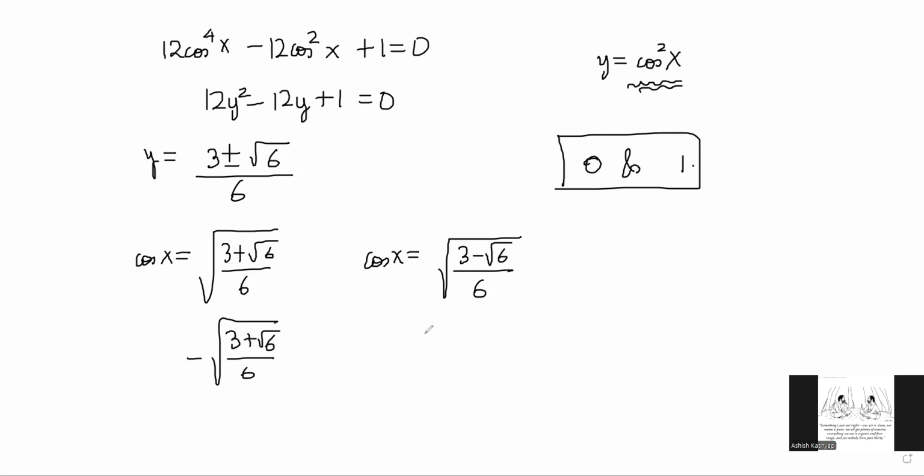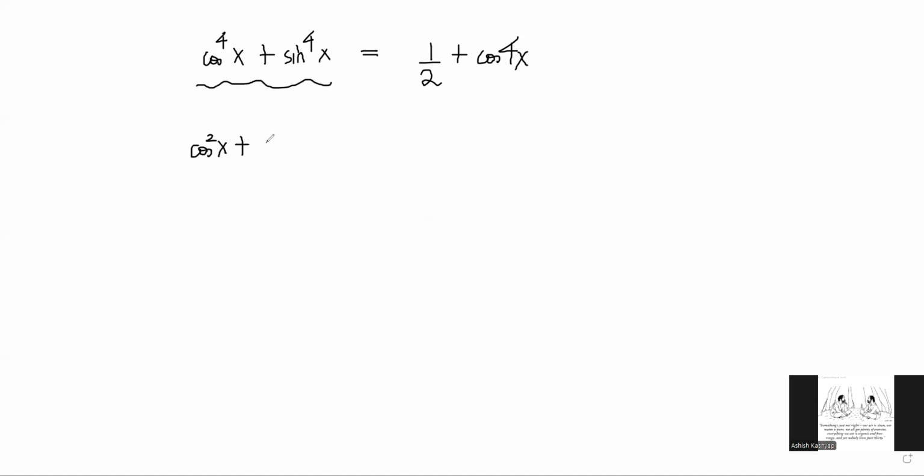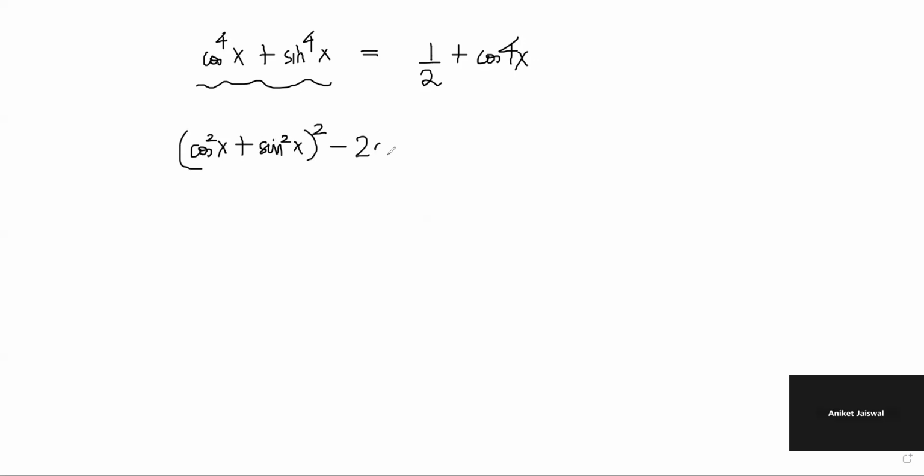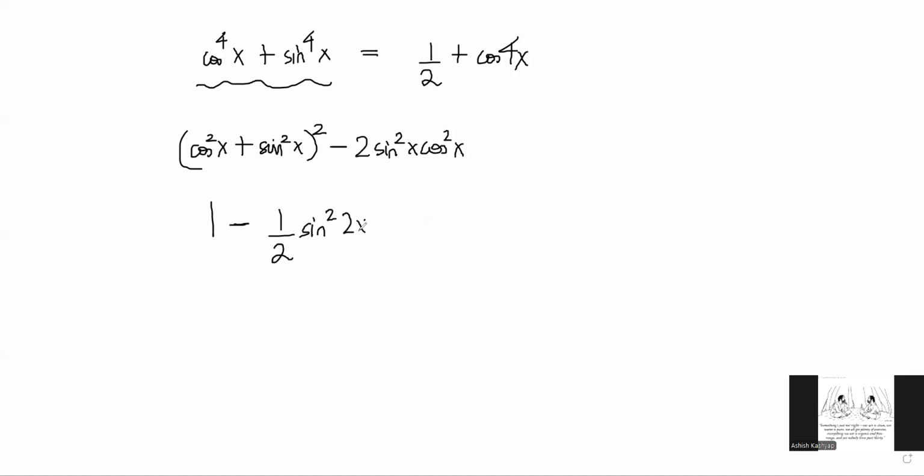Possibly there was another way to do the problem also, where we could have tried it in a slightly different way in the initial stage. This thing we could have written in a different way. We had gotten this is equal to half plus cos 4x. We could have written this as (cos square x plus sine square x) whole square minus 2 sine square x cos square x. This is 1 minus half sine squared 2x, right?